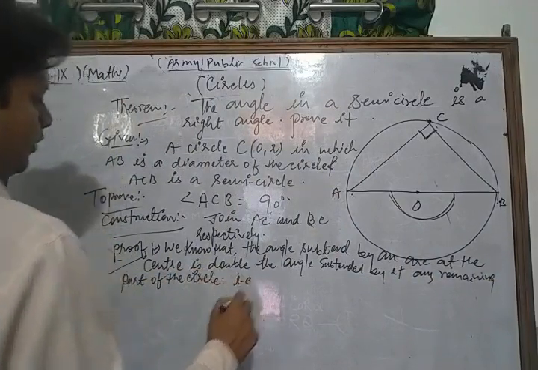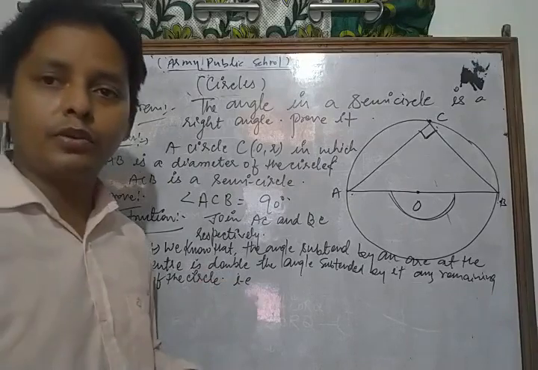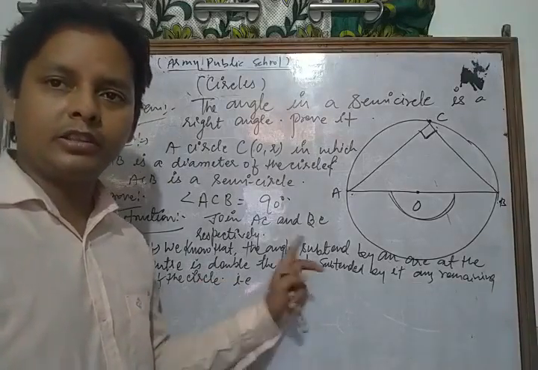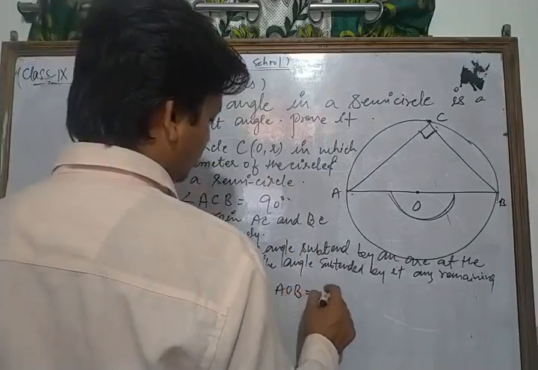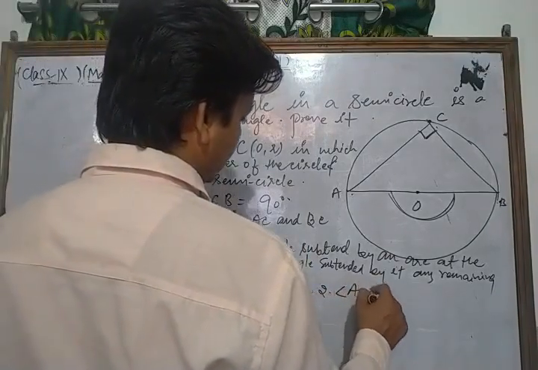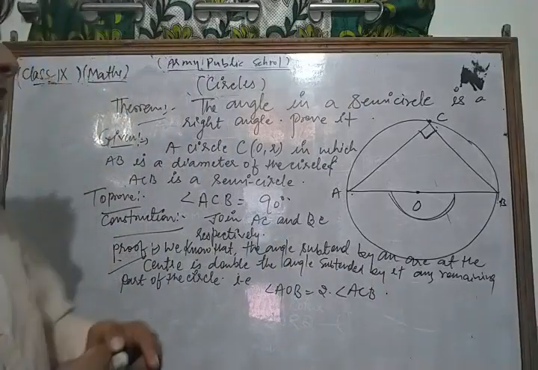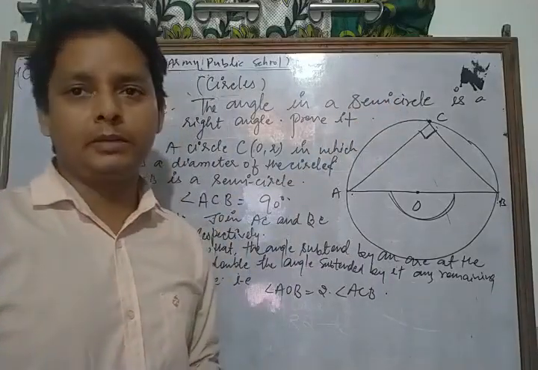That is, first of all, in proving that theorem, you write this sentence. After that you write your result. That is, angle AOB is equal to 2 times angle ACB, because C is any point on the remaining part of the circle.